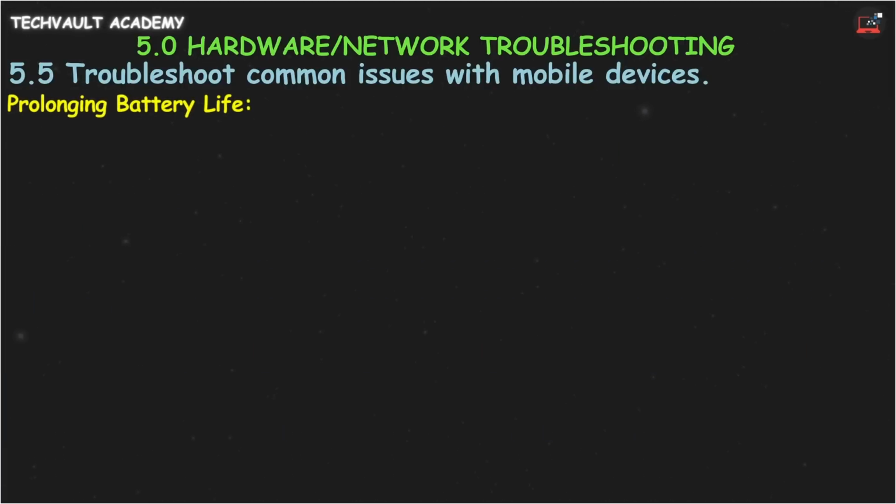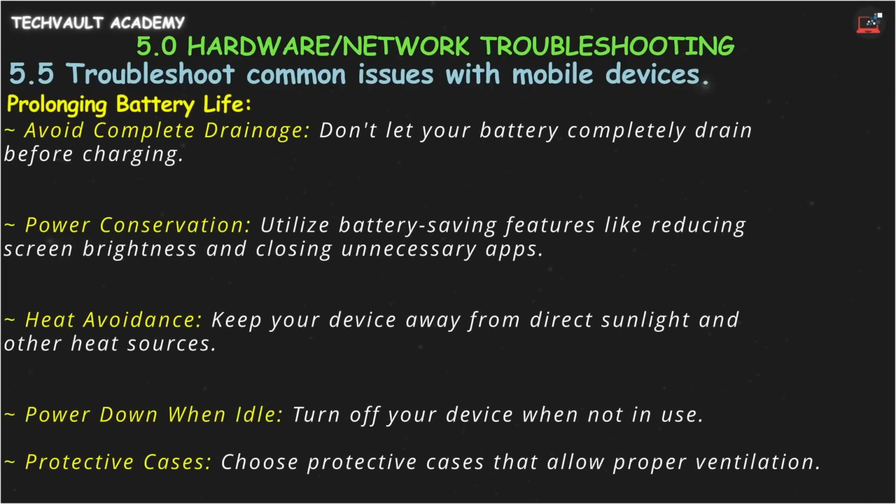Prolonging battery life. Avoid complete drainage. Don't let your battery completely drain before charging. Power conservation. Utilize battery-saving features like reducing screen brightness and closing unnecessary apps. Heat avoidance. Keep your device away from direct sunlight and other heat sources. Power down when idle. Turn off your device when not in use. Protective cases. Choose protective cases that allow proper ventilation.